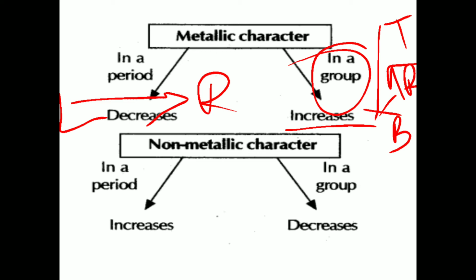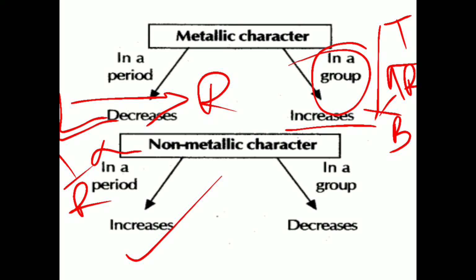And the second thing is non-metallic character. Going from left to right, the size decreases. Here, non-metallic character is inversely proportional to size, or r. So if we go from left to right in a period, the size decreases, and since non-metallic character is inversely proportional to the size, if size decreases, then non-metallic character will increase.